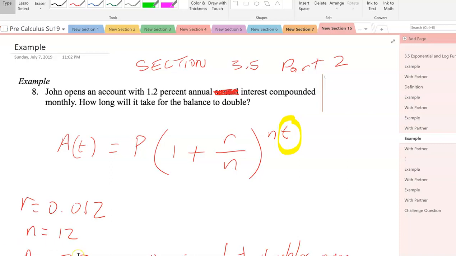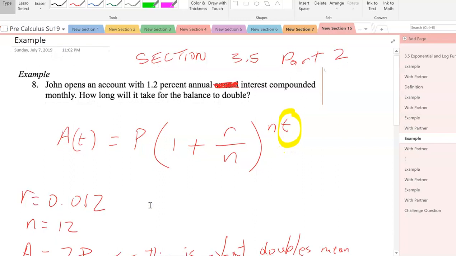Here we are using the formula A of t, or just A, is equal to P times 1 plus r over n raised to the nt. Notice there's an n here in the denominator and there's an n in the exponent. The interest rate is 1.2%. As a decimal, that's 0.012. It's compounded monthly, so your n is equal to 12.